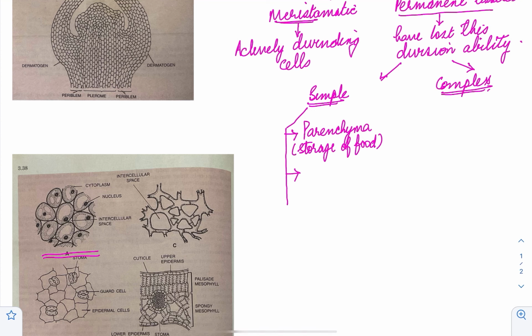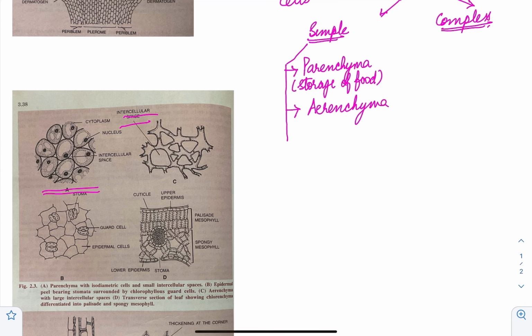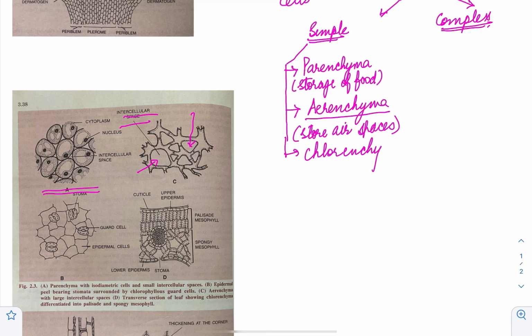The second one is aerenchyma. Now if these cells have air spaces between them, air spaces as you can see here, then this tissue is referred to as aerenchyma. So I'll write they store air spaces. The third category is chlorenchyma. If this parenchyma tissue stores chlorophyll in it and becomes green and helps in photosynthesis, then this is referred to as chlorenchyma.